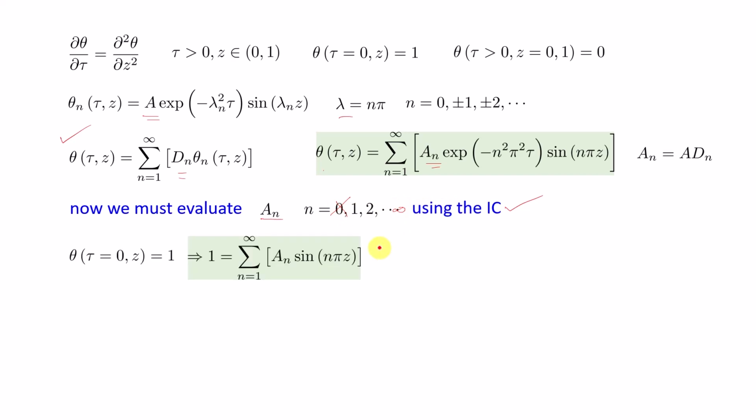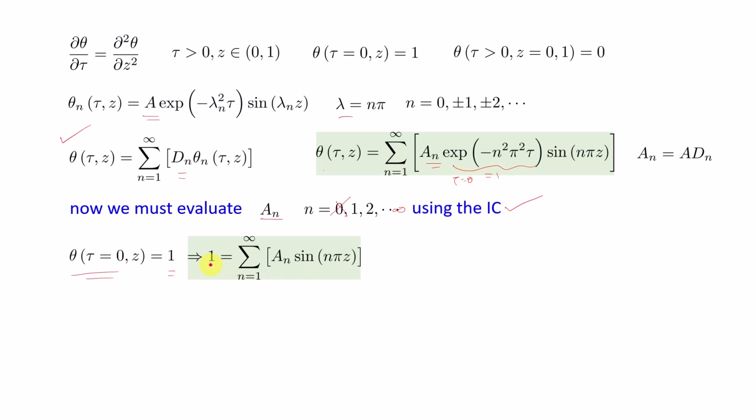So what do I do? I apply this initial condition. My initial condition was tau equals 0, theta is 1. So tau equals 0 gives this exponential equal to 1.